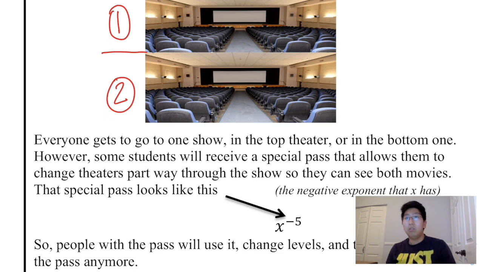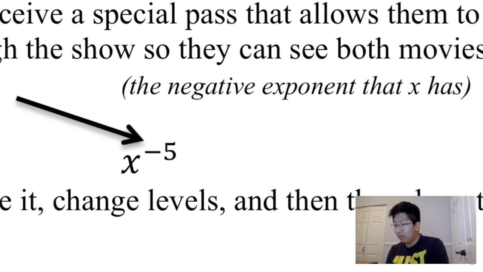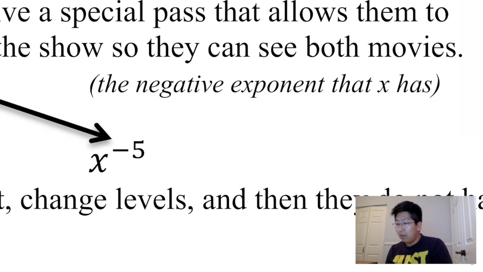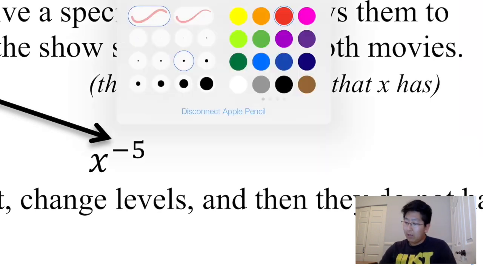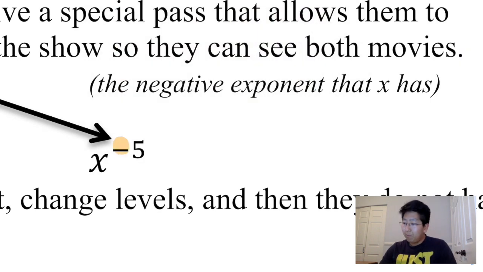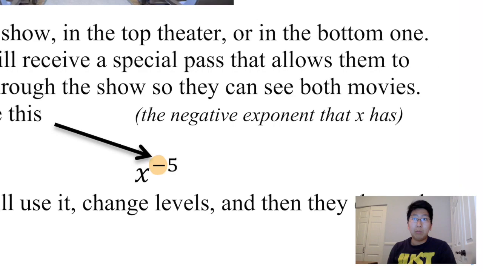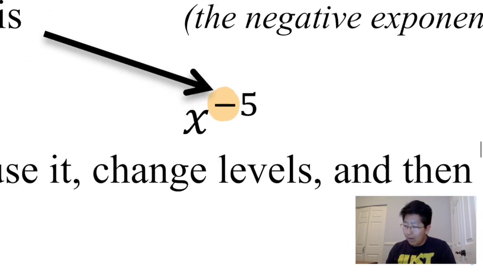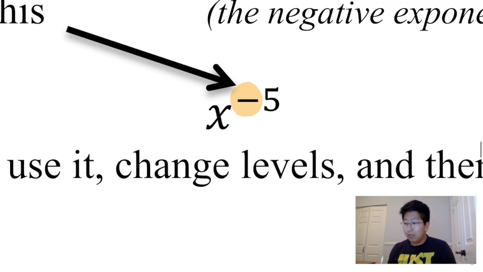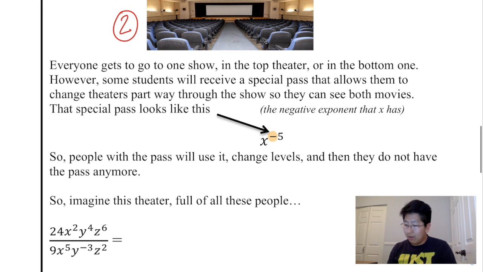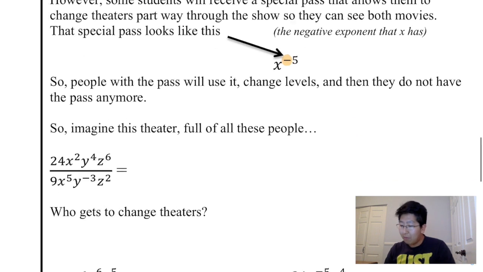The special pass looks like this. The negative exponent that x has. So right here, this is the special pass. I want you to highlight this. This is the special pass. So go ahead and make sure you highlight that special pass. What is it? The negative exponent. Now, when people use this pass, it changes levels, right? And they do not have the pass anymore.